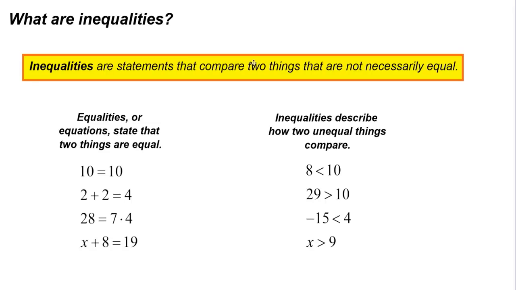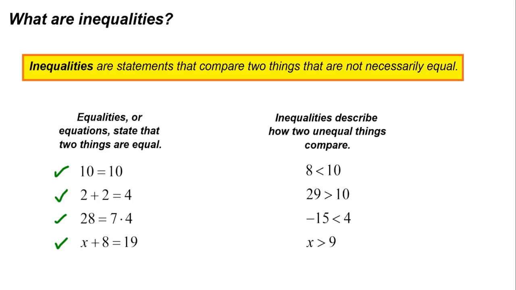Inequalities are statements that compare two things that are not necessarily equal. This is what makes them different than equations. Equations state that two things are equal, and I give examples of those down below here. Here we can see that 10 equals 10, 2 plus 2 equals 4, 28 equals 7 times 4, and we've seen equations with variables: x plus 8 is equal to 19. Those are all examples of comparing two things that are equal.